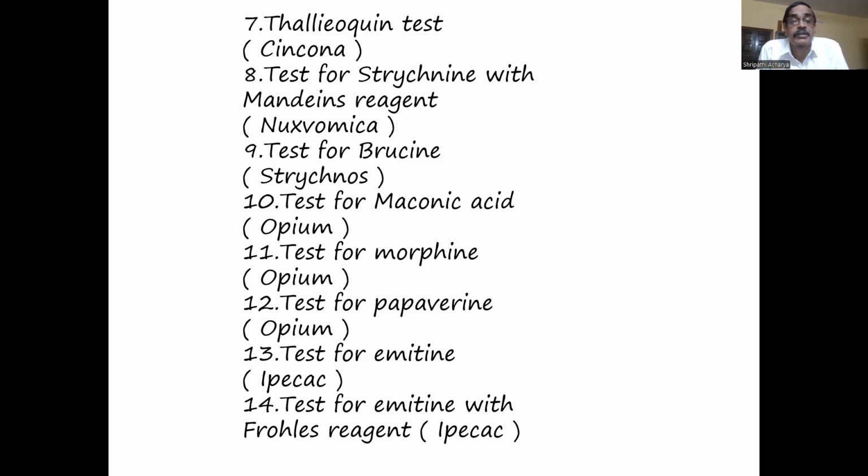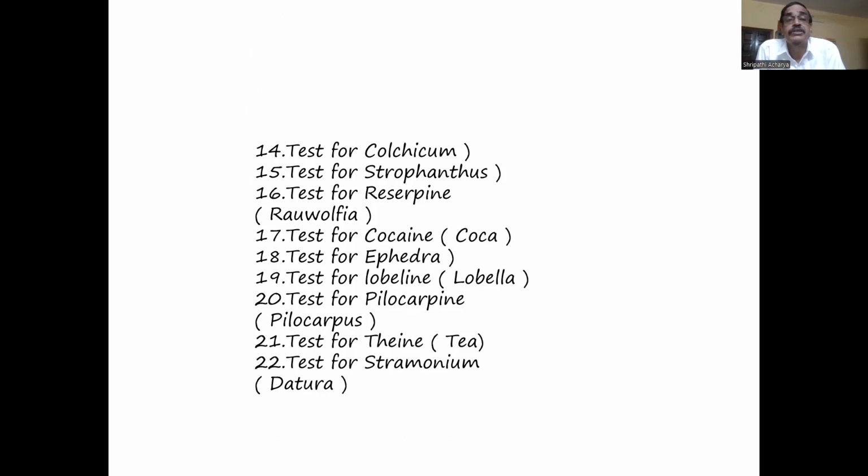12 test for papaverine also for opium. And 13 test for emetine for ipecac. 14th one, test for emetine with the Froehde reagent. This is for ipecac. 14, test for colchicum. 15, test for strophanthus. 16, test for reserpine. That is Rauwolfia. 17th one, test for cocaine. 18, test for ephedra. 19, test for lobeline, or lobelia. And 20, test for pilocarpine, that's for pilocarpus. 21st, test for thein, tea. And 22nd, test for stramonium, that is in case of datura.